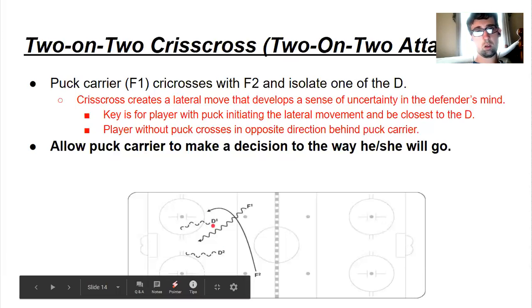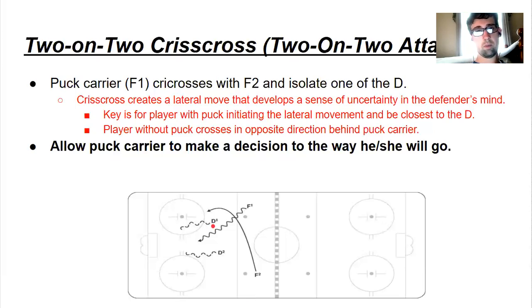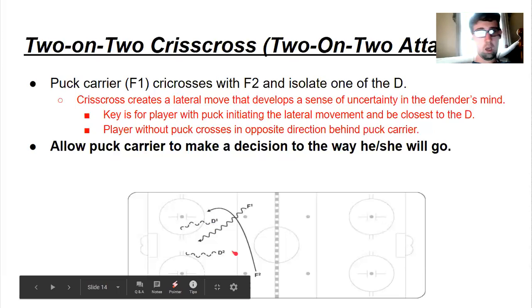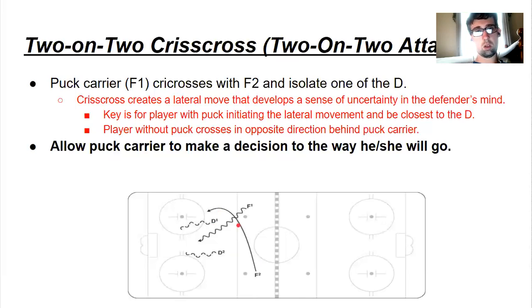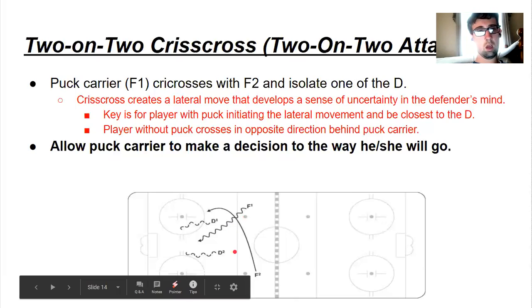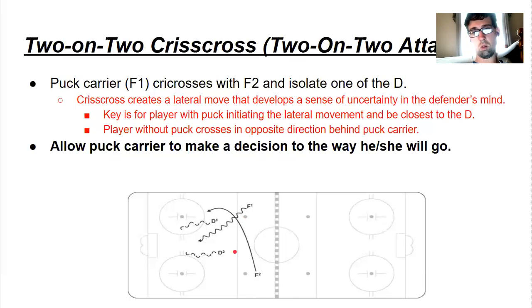The player without the puck crosses in the opposite direction behind the puck carrier. So if forward 2 has it and forward 1 doesn't, he or she has to cross. They have to cross in the opposite direction behind the puck carrier, the person that has the puck. This allows the puck carrier to make a decision on the way he or she will go.